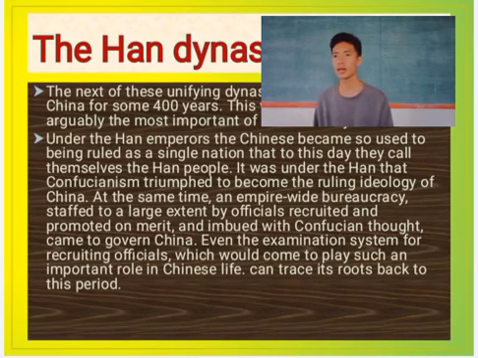It was under the Han that Confucianism triumphed to become the ruling ideology of China. At the same time, an empire-wide bureaucracy staffed to a large extent by officials recruited and promoted on merit and imbued with Confucian thought came to govern China. Even the examination system for recruiting officials, which would come to play such an important role in Chinese life, can trace its roots back to this period.